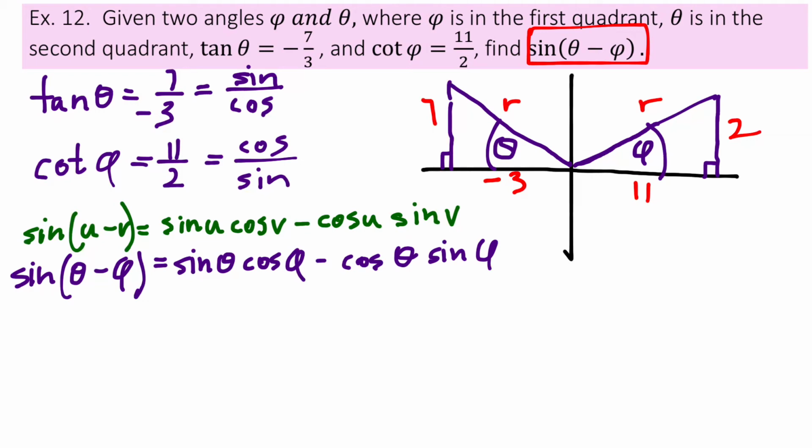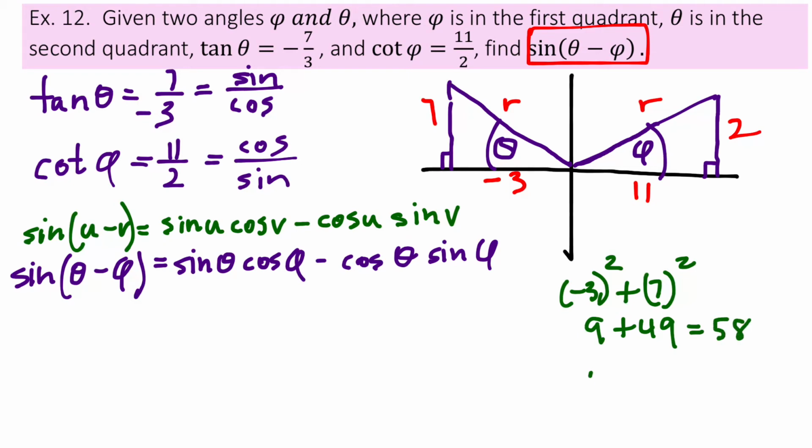So for theta, I'm going to have negative 3 squared plus 7 squared. So that's 9 plus 49. So that's 58. So we've got the square root of 58. All right, so the square root of 58, let's see if that reduces. 2 times 29. So we're just going to leave it as the square root of 58. So I wrote it on my diagram, square root of 58.